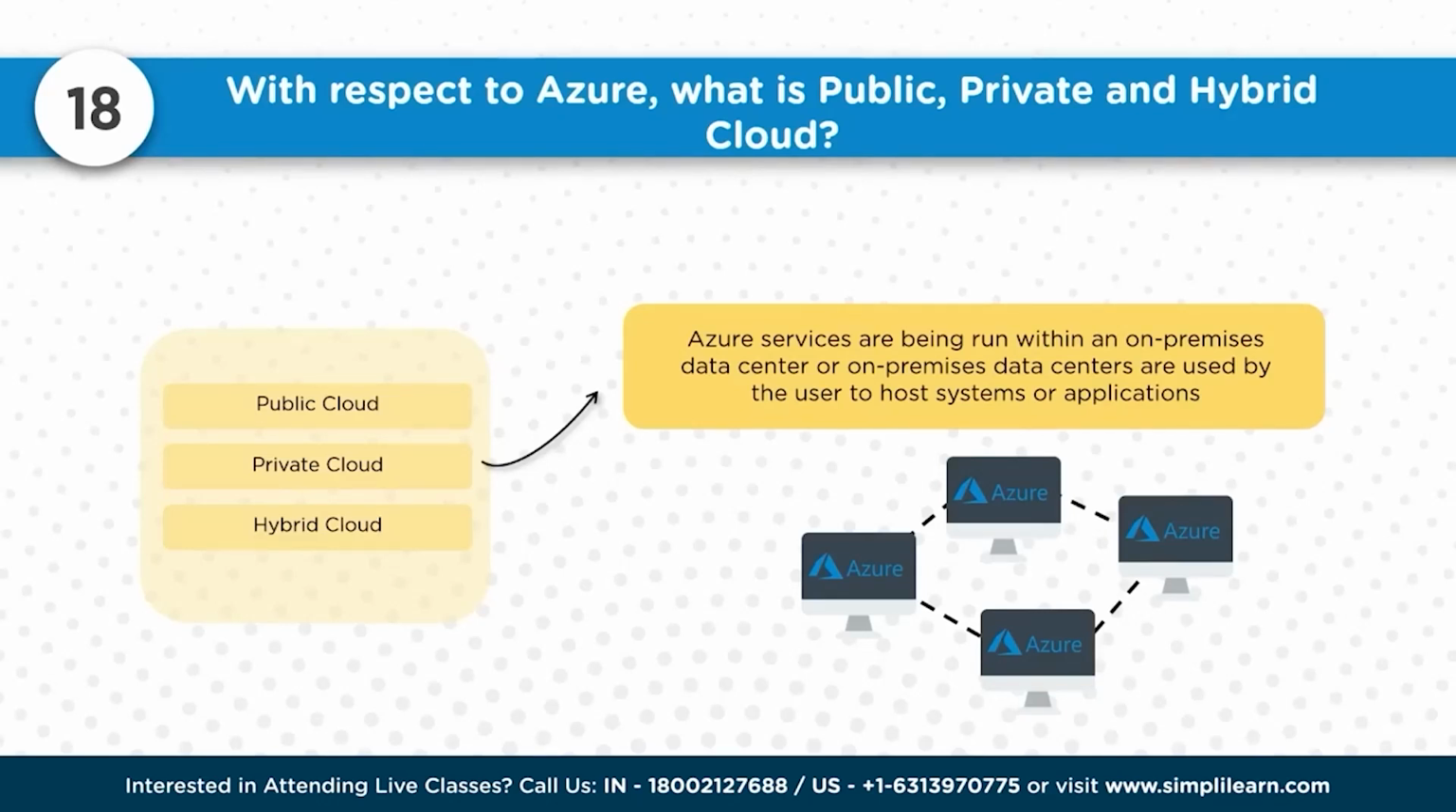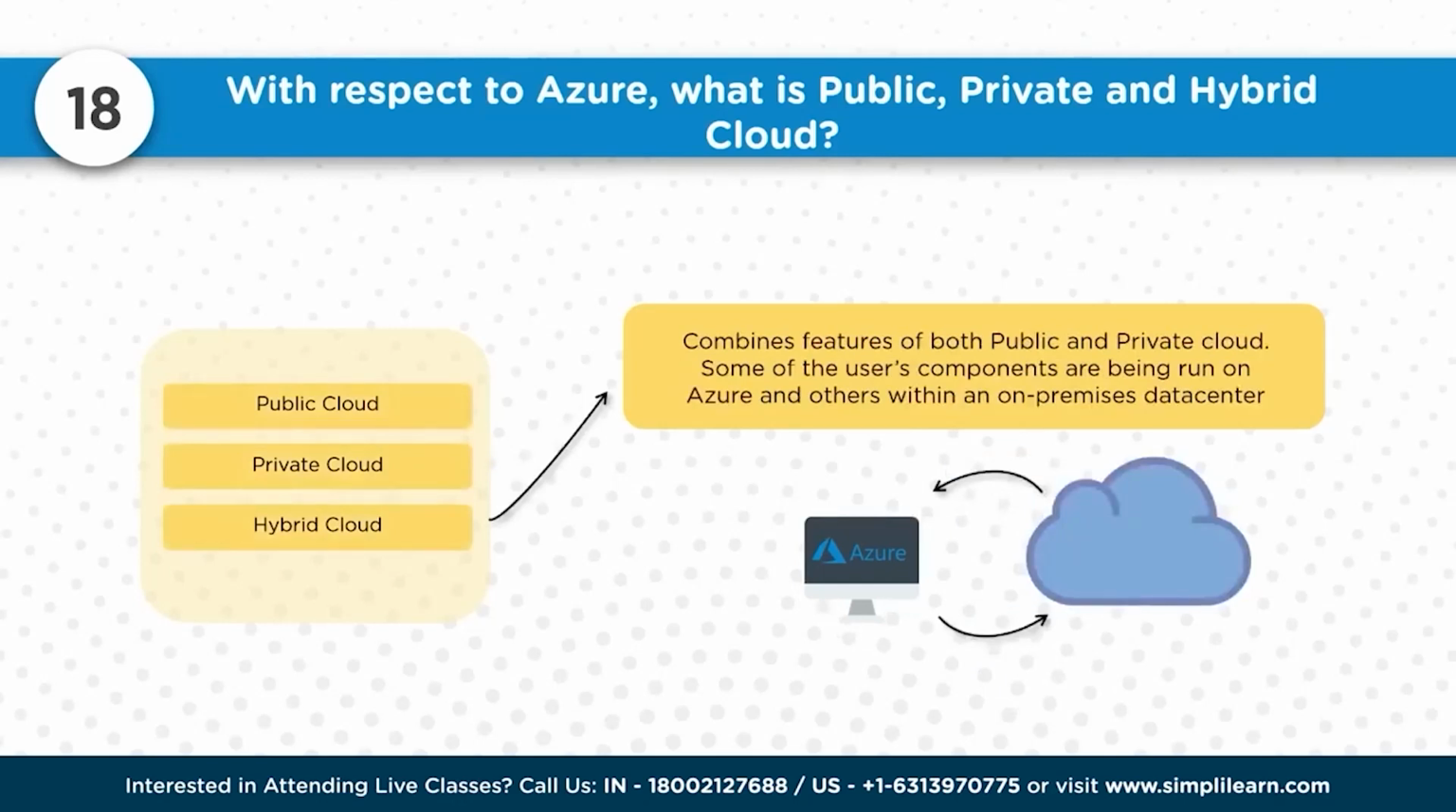Some of the advantages is it gives more security. Resources are not shared with others, so a higher level of control and security over our resources and applications is possible. And then we have hybrid cloud. Hybrid cloud is the best of both worlds. It combines the features of both public and private cloud. Some of the user components are run on Azure and others within an on-premises data center.